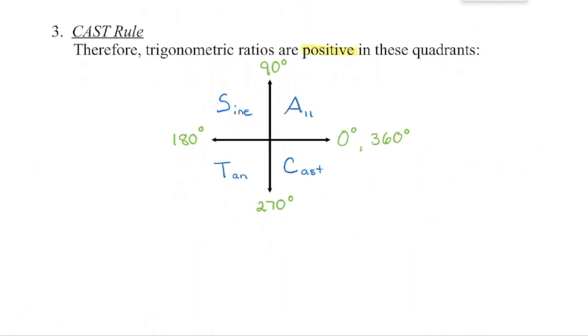And one way that we can remember which trigonometric ratios are positive in which quadrants is what we call the CAST rule. So if we start in quadrant 4 and then rotate counterclockwise, C-A-S-T spells CAST. We know in quadrant 1 all of our trig ratios will be positive. So quadrant 2, only the sine ratio is positive. Quadrant 3, only the tan ratio is positive. Quadrant 4, the cosine ratio is positive.